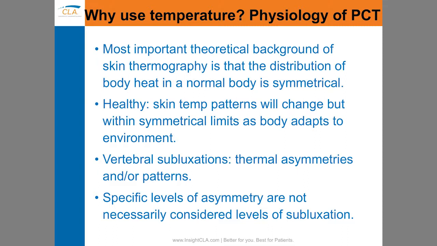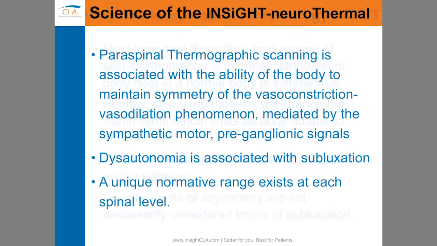within these thermal patterns. So it's very exciting to know that we have technologies that you can run within seconds on any age of patient and understand whether they are autonomically controlled, or whether they are working through sympathetic asymmetries, which you as a chiropractor, by the way, can control magnificently with your adjustments. So paraspinal thermographic scanning is associated with the body's ability to maintain the symmetry, but where does that symmetry come from? It's associated with the vasoconstriction, vasodilation phenomenon, which is mediated by the sympathetic motor preganglionic signals.